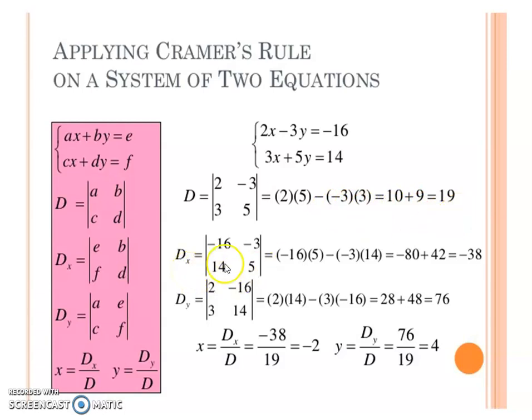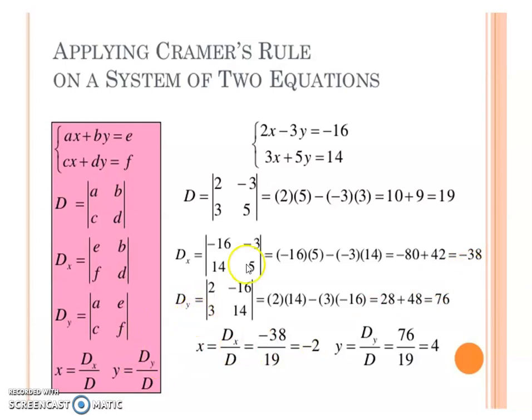To derive dx, instead of the x coefficients we have to put minus 16 and 14. So I write here minus 16 and 14, and minus 3 and 5 remain the same. So minus 16 into 5, and minus remains the same, minus 3 into 14. So we derive minus 80 minus minus, plus 42. The final answer is obviously minus 38.